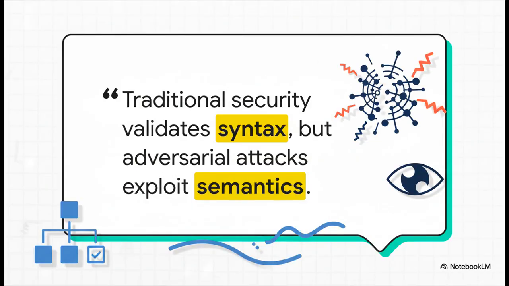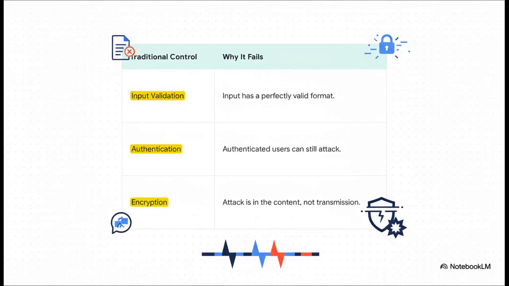So why are our existing security tools so bad at catching this? Well, it boils down to something called the semantic gap. See, our tools are great at checking if an input's format is correct. It's syntax. But the attack isn't in the format. It's in the meaning, the semantics, as the AI understands it. And this table just lays it out perfectly. Your input validation tools, they'll pass the attack because it's a perfectly valid file. Authentication? Well, a legitimate authenticated user can be the one to submit the malicious input. Encryption? Sure, it protects data on the move, but the attack is baked into the data itself. We really need a whole new playbook for this.